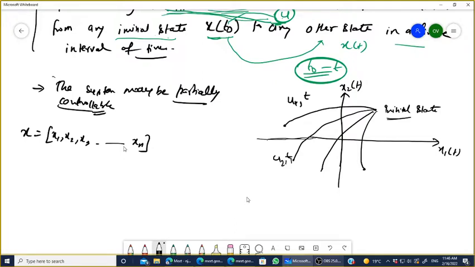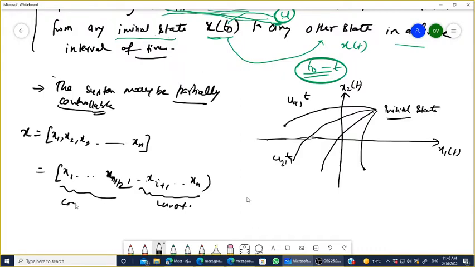Let's say half of the states, x1 up to xn by 2, are controllable. However, x i plus 1 up to xn are uncontrollable. Such a system may exist.